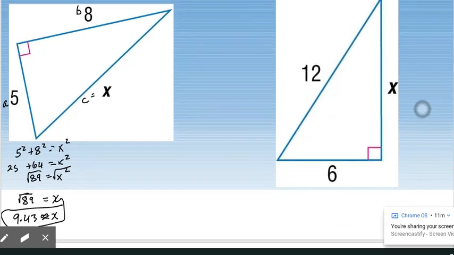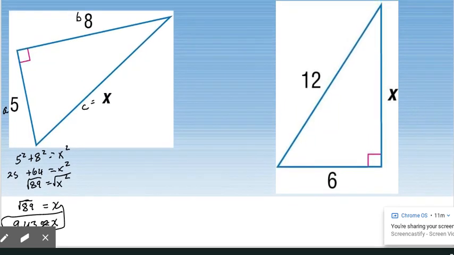Second one. My hypotenuse is the 12. Okay, so I'm just going to make this a and b. So I would have x squared plus 6 squared equals 12 squared. So x squared plus 36 equals 144.